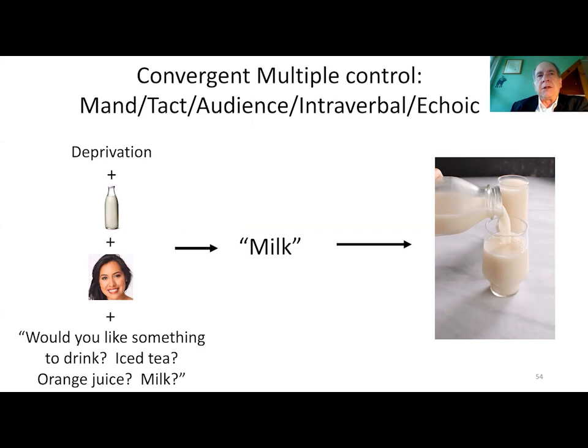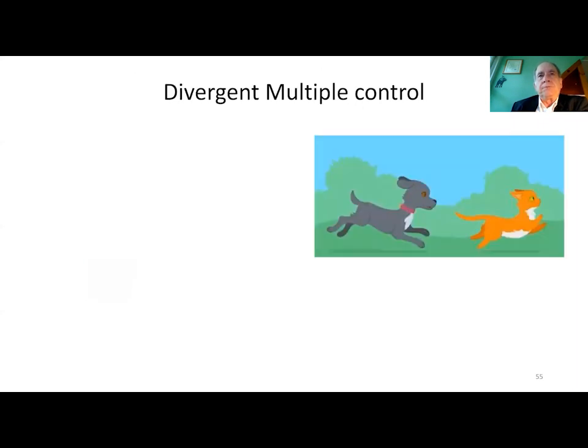The task is not to classify something as a mand or a tact. Our task is to identify the sources of control of behavior, and there may be, as in this case, 5 sources of control or more, as the case may be.